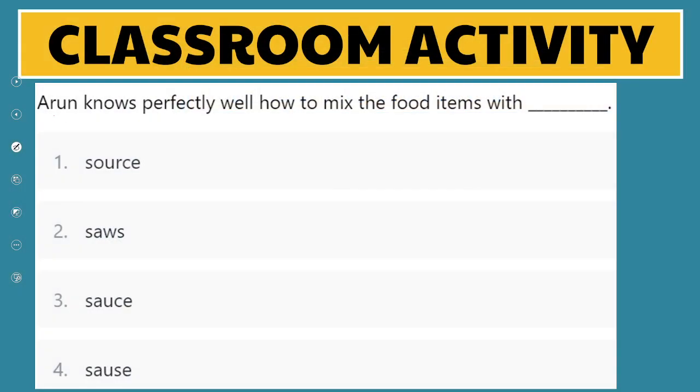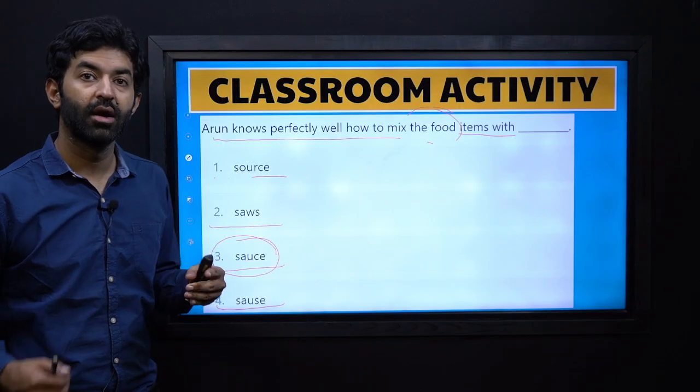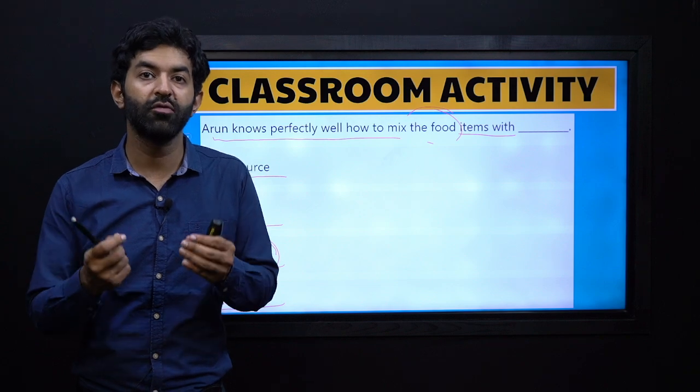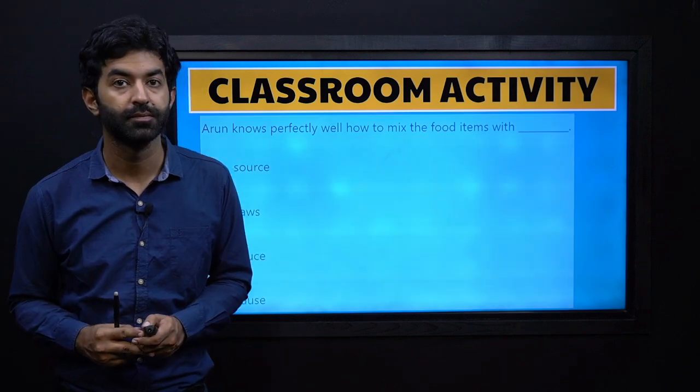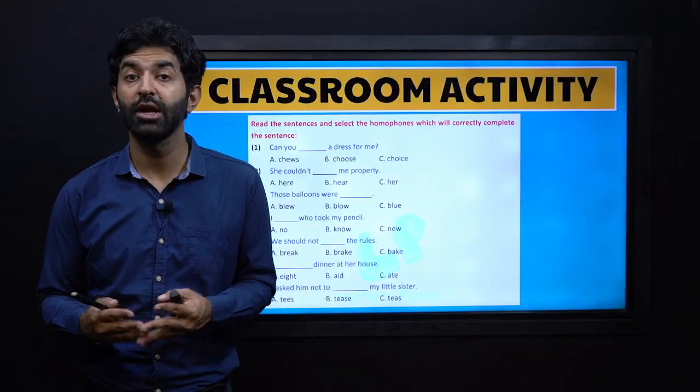Next, Aaron knows perfectly well how to mix the food items with source, sauce, or sors. When we are talking about mixing food, what do we talk about? Food item, sauce. So sauce is the right option. Now notice students, all of them are exactly or almost near homophones, but we have to choose the right one for our sentence. Now you can do this one by pausing the video, solve these multiple choice questions.